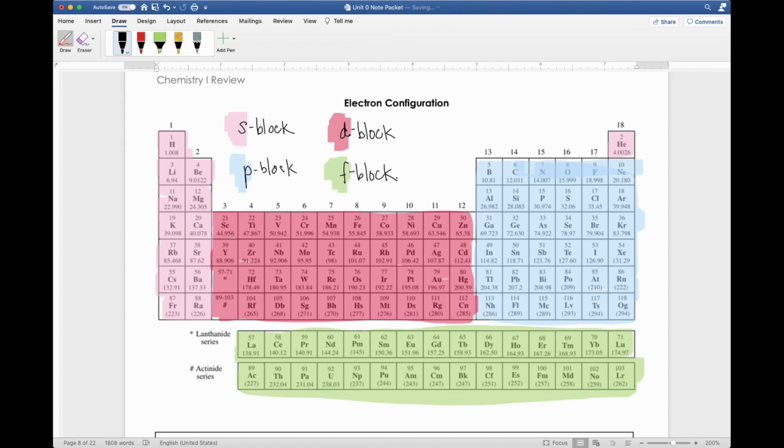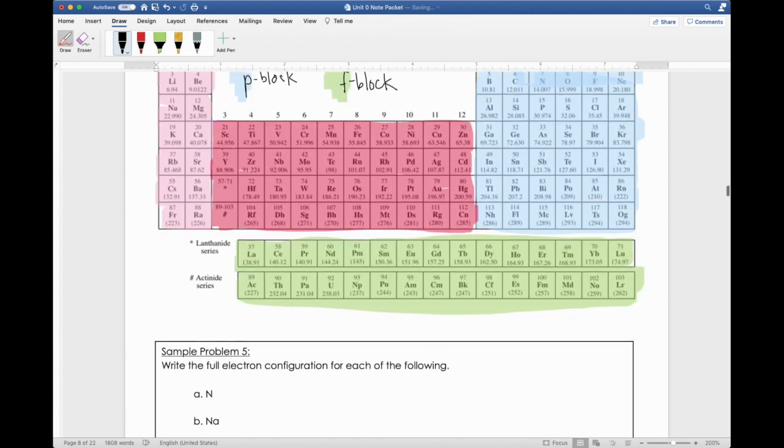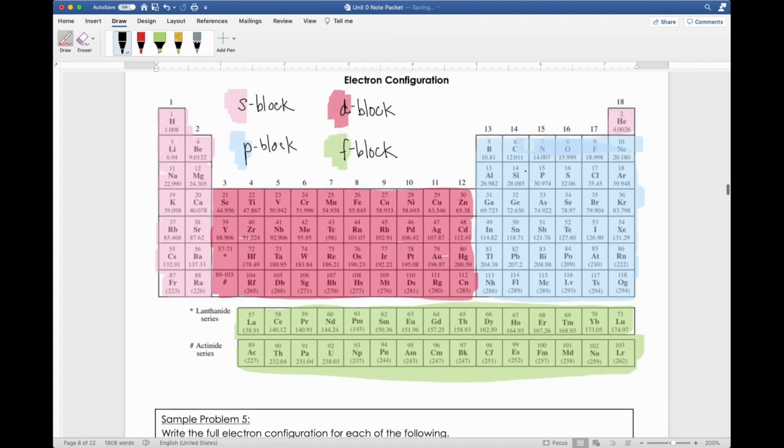I like to teach electron configuration this way because you can just look at a periodic table and determine what energy level those outermost electrons are in. So let's work through sample problem 5 together down below. Write the full electron configuration for each of the following. The first one we're going to do is nitrogen.